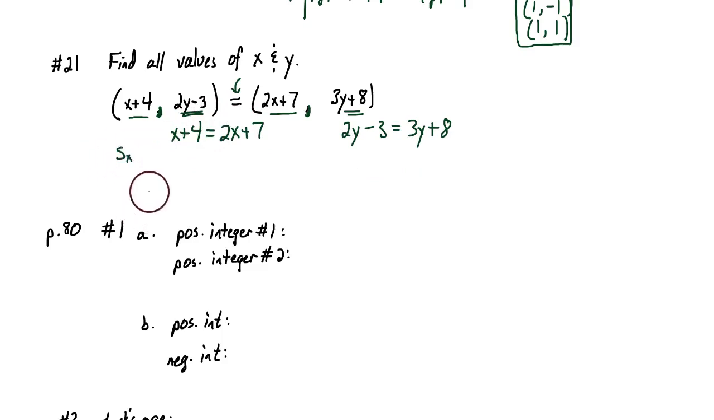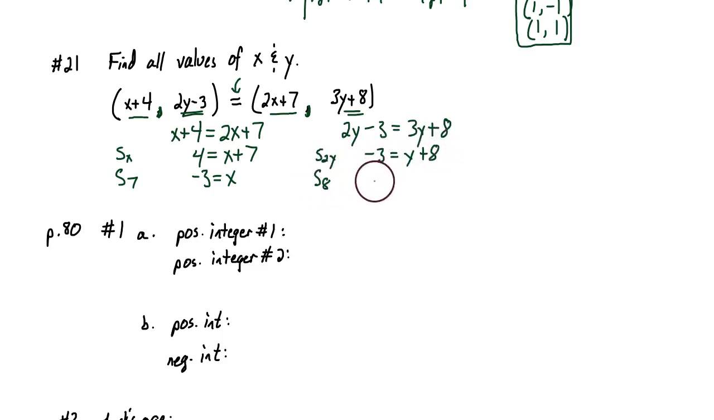Subtract x from both sides. We get 4 equals x plus 7. Now subtract 7. We get negative 3 is equal to x. With the symmetric property, that's the same as x equals negative 3. Now focus on this equation. Let's subtract 2y from both sides. We get negative 3 equals y plus 8. Then subtract 8. We get negative 11 equals y. We found the answer for x, and we found the answer for y.